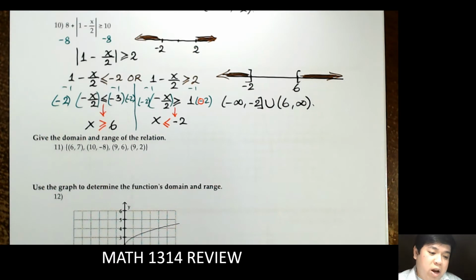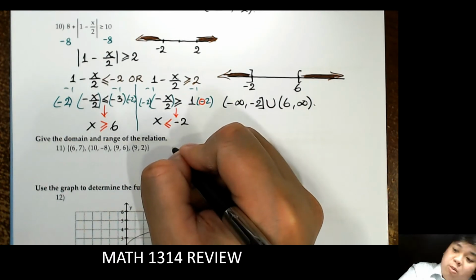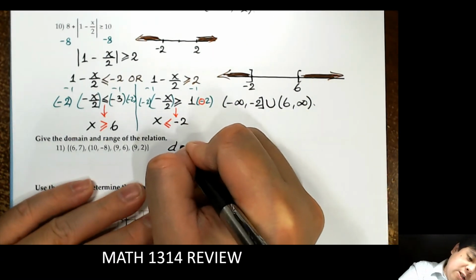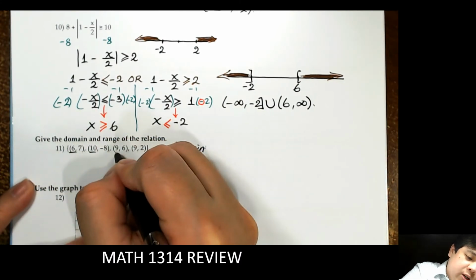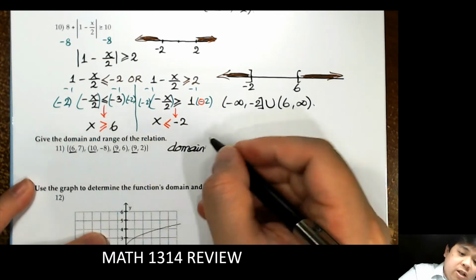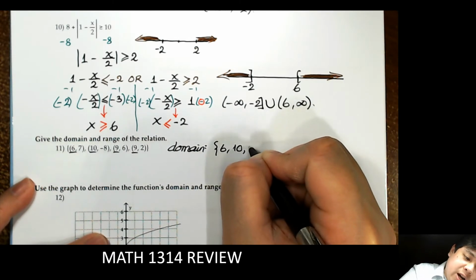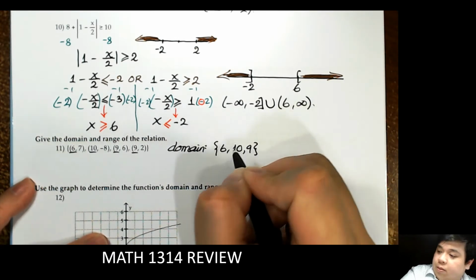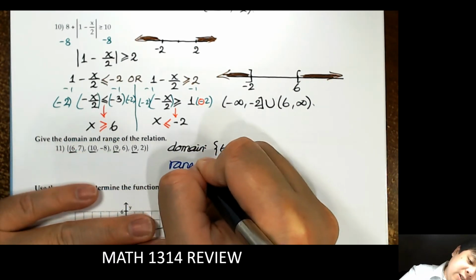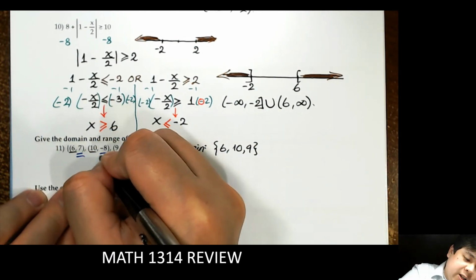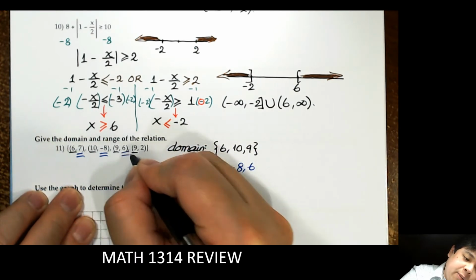Next, give the domain and range of the relation. So this is pretty simple. The domain is the first component, the range is the second component. So the domain, the first component, even though it appears twice, we only need to write it once: 6, 10, and 9. The range: 7, negative 8, 6, and 2.